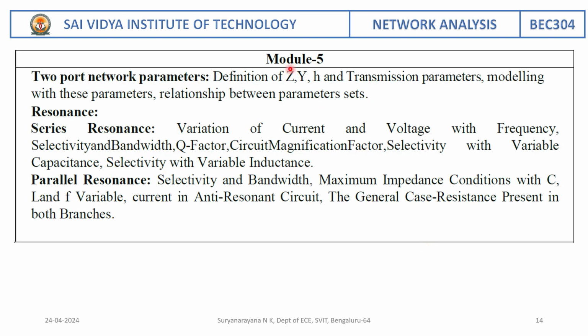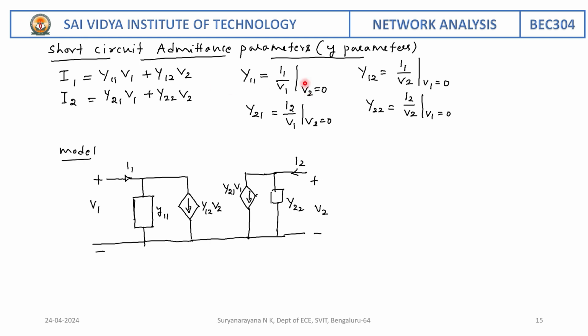So in module 5, we just studied Z parameter and solved a few problems on finding Z parameter for a given network. In this session, we will solve some problems on Y parameter. Y parameter is also called the short circuit admittance parameter.